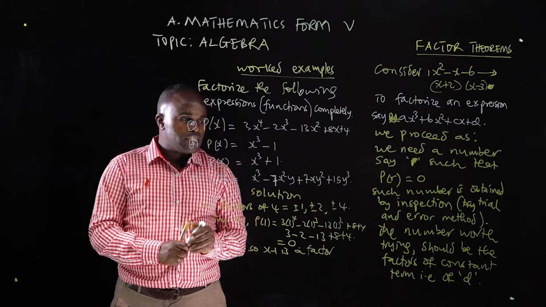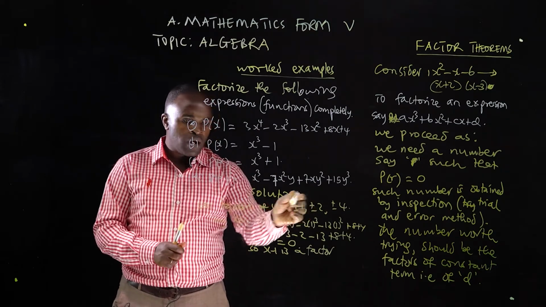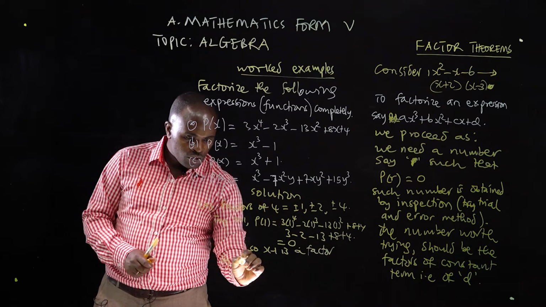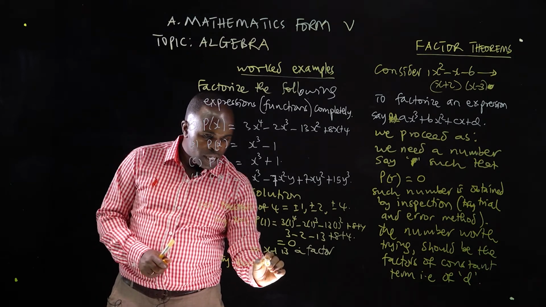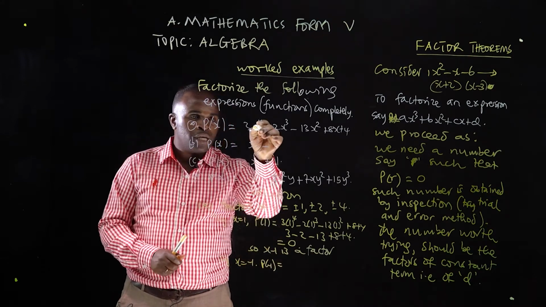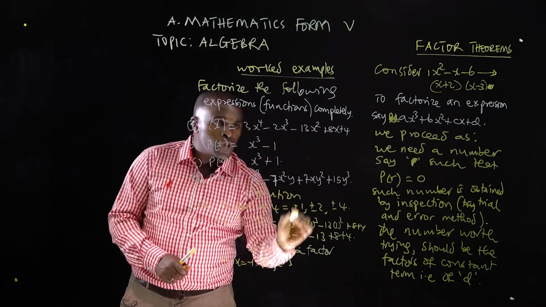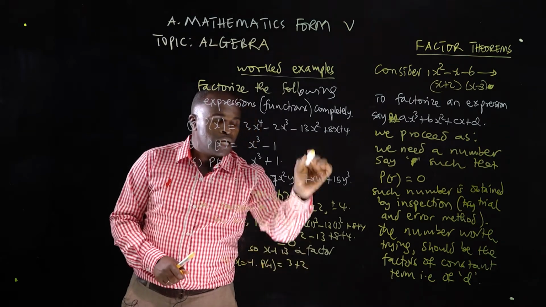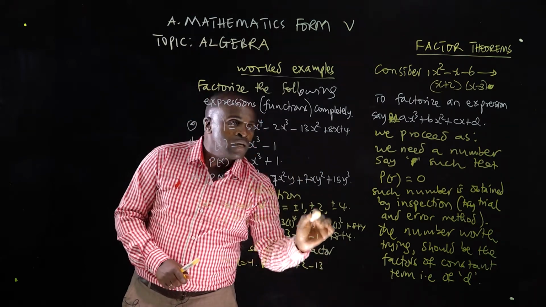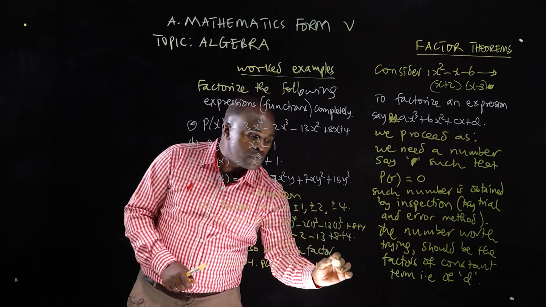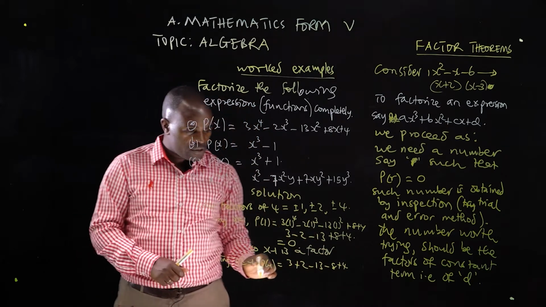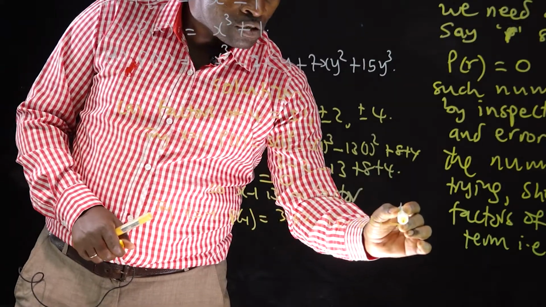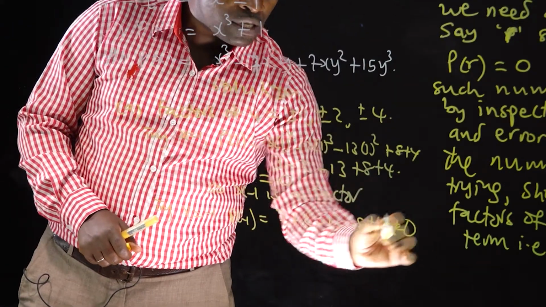Trying negative 1 also. Try x equals negative 1. So p of negative 1 becomes 3, then negative 1 power 3 gives positive 2, then negative 1 minus 13, then minus 8 plus 4. Checking the result, this is not giving 0, so that is not a factor.